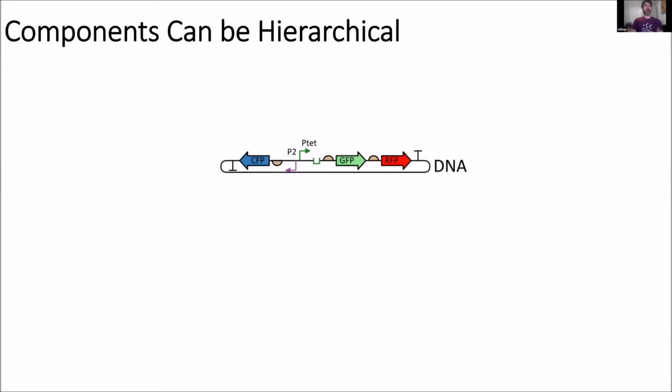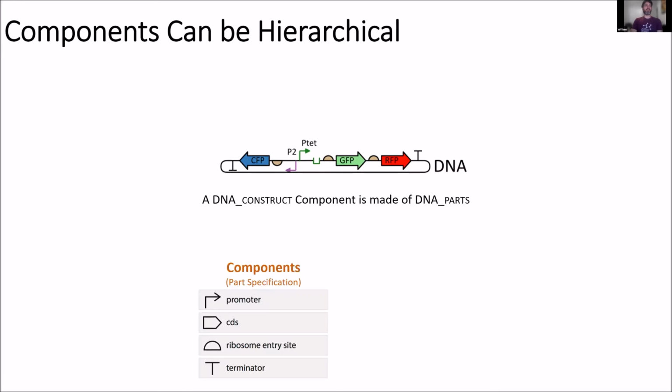So components are the objects that we build models out of in Biocompiler. Here's an example. This is a component called a DNA construct. And it has subcomponents. So components can be hierarchical. This one has promoters and a CDS and a ribosome binding site and a terminator that we use to specify these different parts.